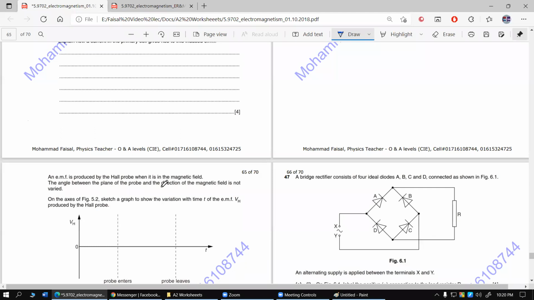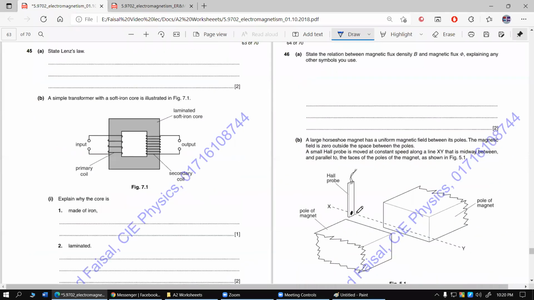An EMF is produced by the Hall probe when it is in the magnetic field, and the angle between the plane of the probe and the direction of the magnetic field is not varied, which means whenever we are moving this Hall probe along this line, we are keeping the orientation of the Hall probe exactly the same. We are not rotating the Hall probe anyhow as we are making the movement through this XY line.